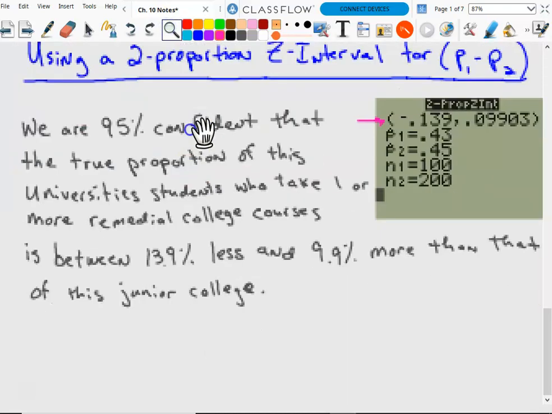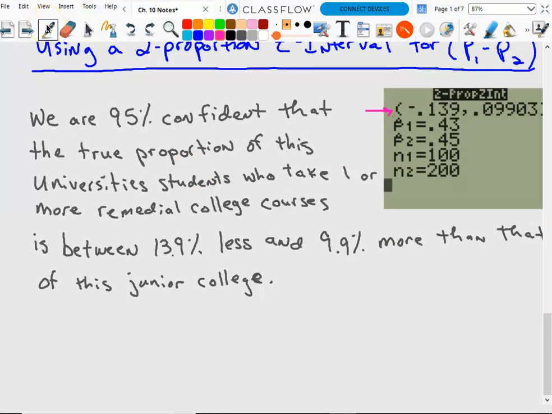So now I need to interpret it. I'm going to say it again. You would need to say: my 95% confidence interval is that, and then interpret it. We are 95% confident, and pay attention because this is very confusing in my mind, 95% confident that the true proportion of this university's students who take 1 or more remedial college courses. Okay, this is an ugly one. Essentially, all I did was define my first group, whoever I plugged into x1 and n1.